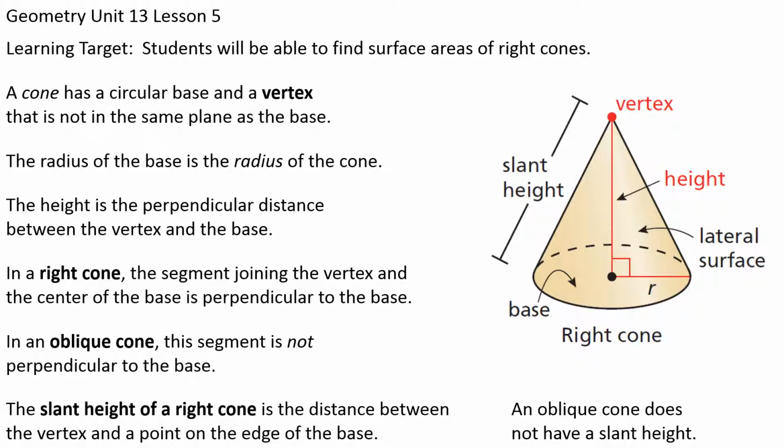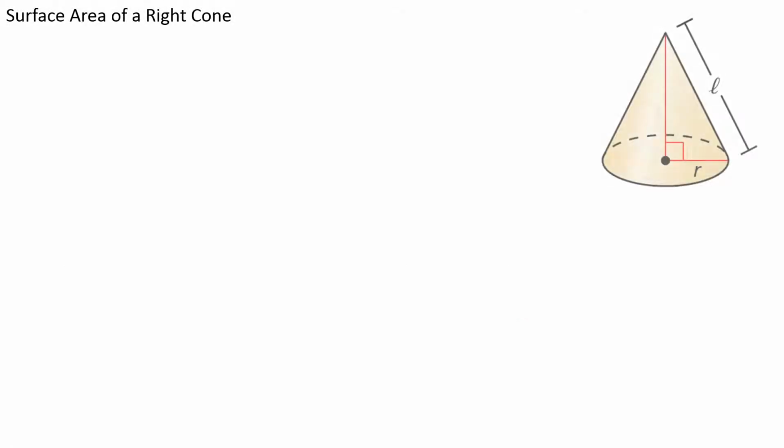Again, the slant height is the distance between the vertex and a point on the edge of the base. Because it's a circle, it doesn't matter where you go down, they're all going to be the same, because the vertex is directly above the center of that circle. An oblique cone does not have a slant height because depending on how you try to go from the vertex to the edge of the circular base, you'll get very different answers. So again, the two key things we need to know are the radius and the slant height.